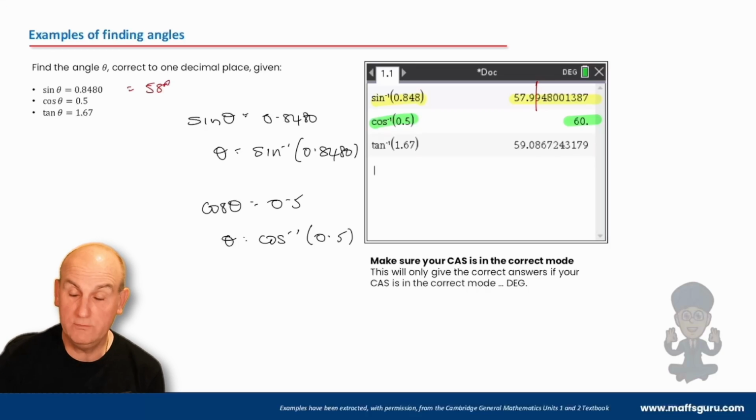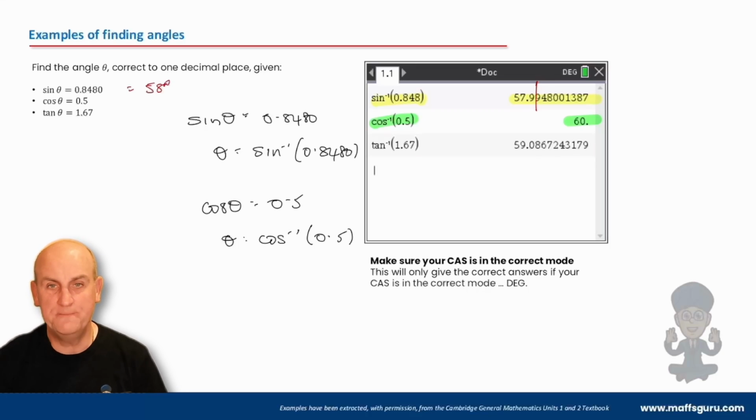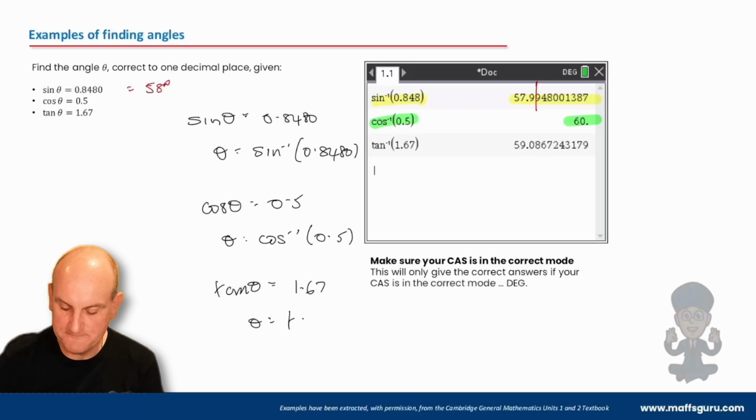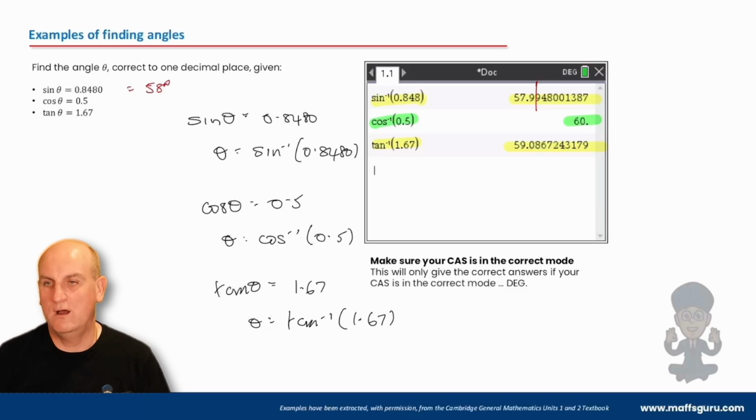And out comes beautifully 60 degrees. No rounding there. And then again, nothing different from the last one, where we've got tan of theta is 1.67. So theta is tan to the minus 1 of 1.67. And guess what? We put it in our calculator and out comes, to one decimal place, 59.1 degrees.